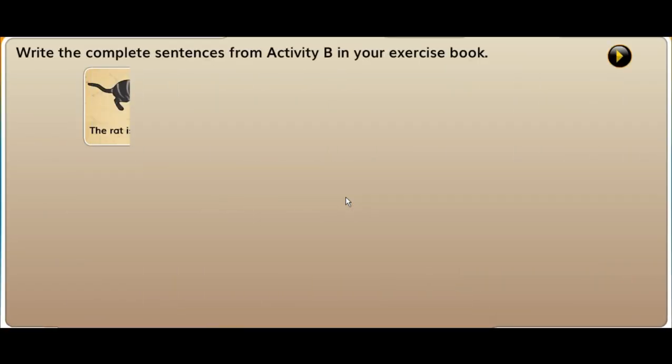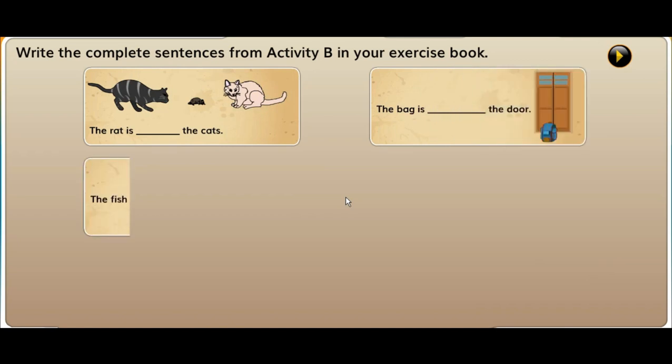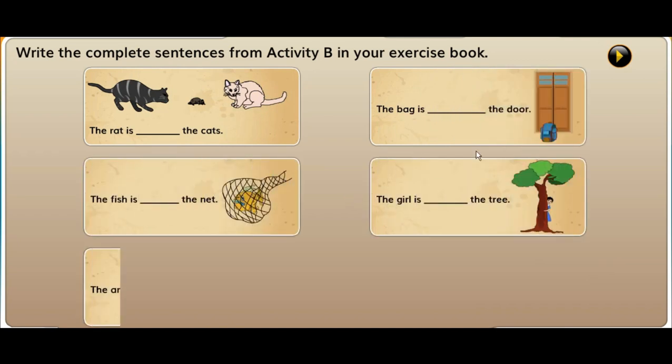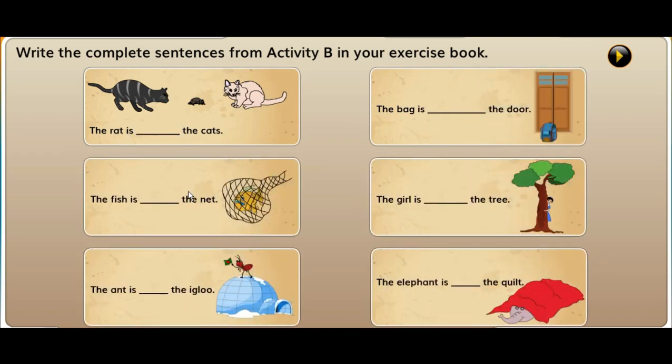Write the complete sentences from activity B in your exercise book. The rat is between the cats. The fish is in the net. The ant is on the igloo. The bag is in front of the door. The girl is behind the tree. The elephant is under the quilt.